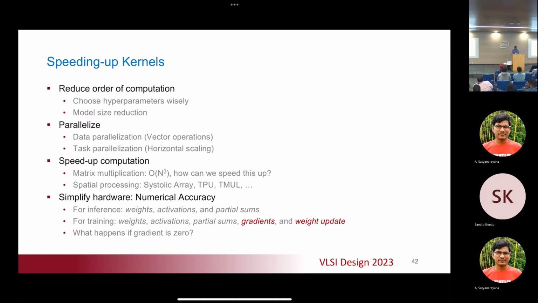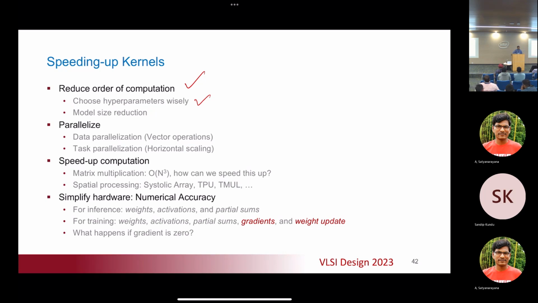Speeding up kernels, what do you want to do? We want to reduce the order of computation. So one way to reduce the order of computation is to choose hyperparameters wisely. What are hyperparameters? These are the parameters which are not found during the optimization process, but which are defined by the users. So some of the hyperparameters are the number of layers.